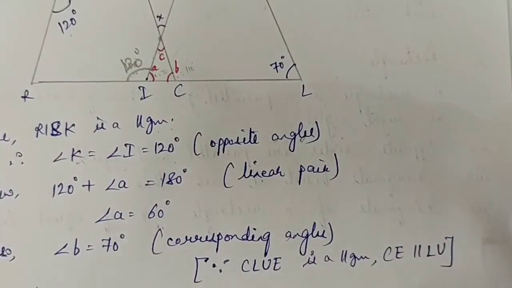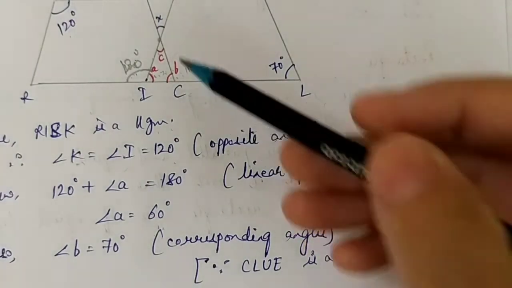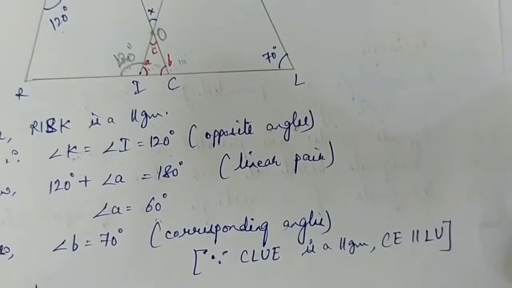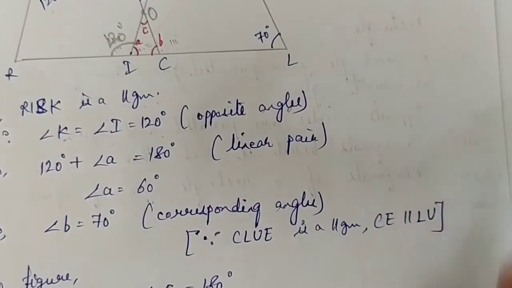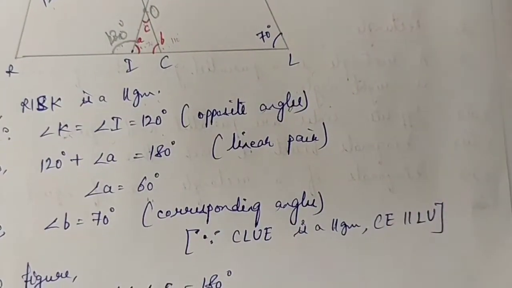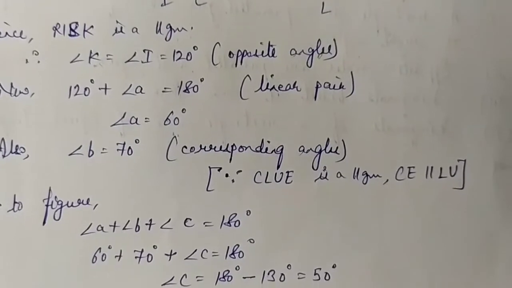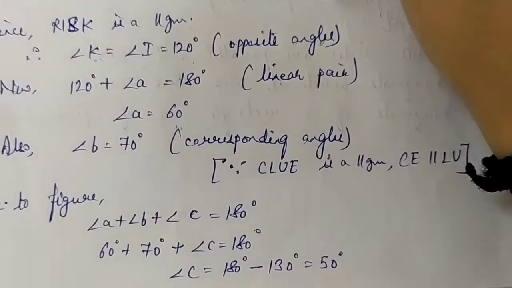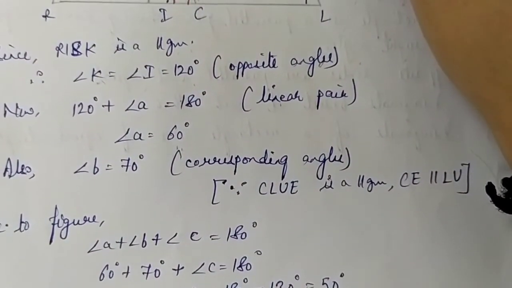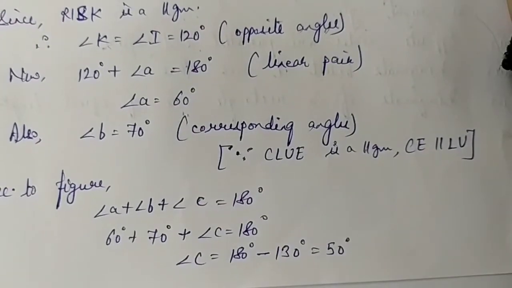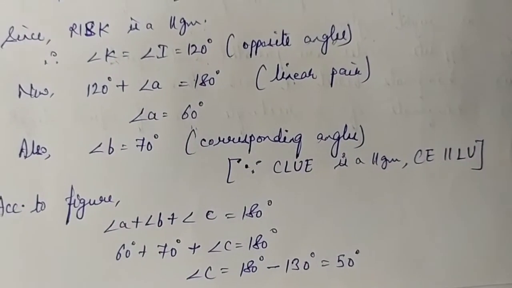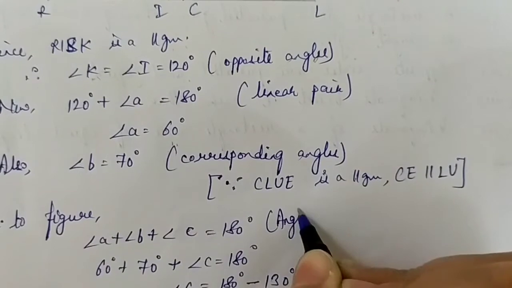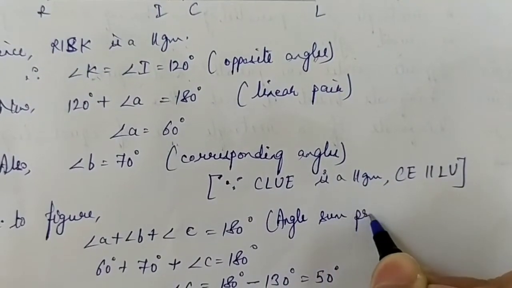So I have got A and B. Now if I mark this point as O, I can see that IOC is a triangle. Triangle means the angle sum property. So I have written, according to the figure, angle A plus angle B plus angle C is equal to 180 degrees. It means the angle sum property of a triangle. You will mention the reason, and while solving like this I got angle C is equal to 50 degrees.